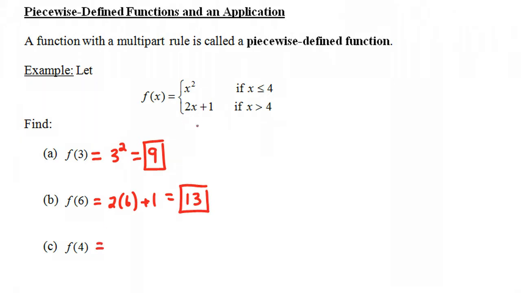Now, f of 4, is that less than or equal to 4, or is it greater than 4? Of course, because of the or equal to here, it's less than or equal to 4. So we use the top formula. F of 4 is 4 squared. So that is 16.